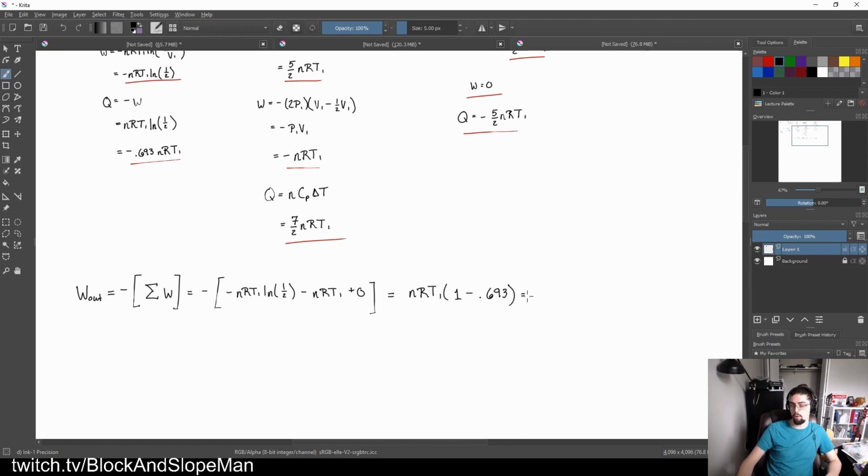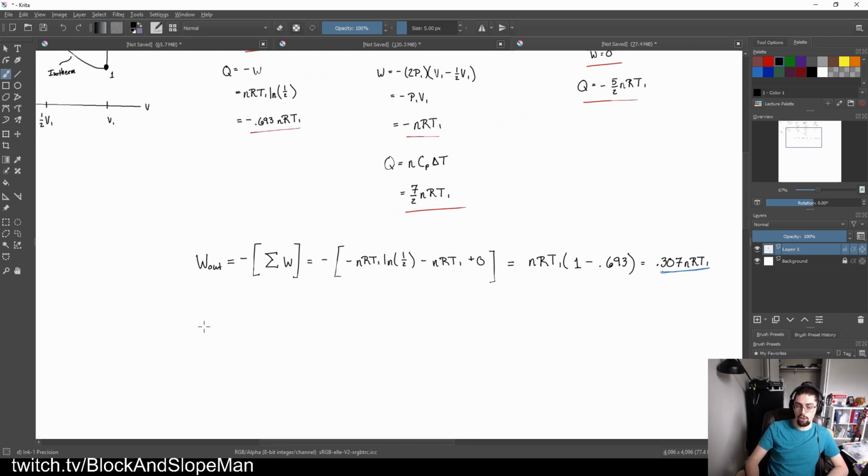Turns out to be 0.307. And we're kind of holding on to that nRT1, but that's okay. We'll get rid of it very soon, I promise. So let's go ahead and highlight that in a light blue. There's our final value here that we've got for the whole heat engine.